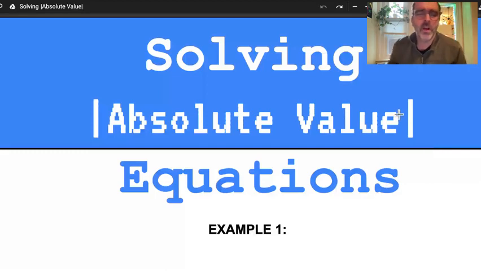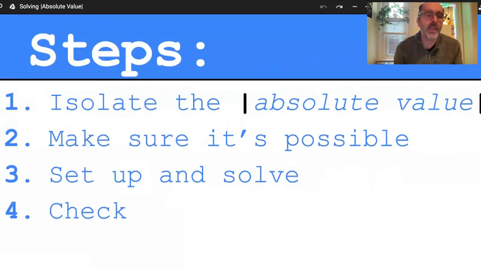All right, students, we are going to talk about solving absolute value equations. We did these in class today, so this is just a quick review. All right, so the steps that we talked about.